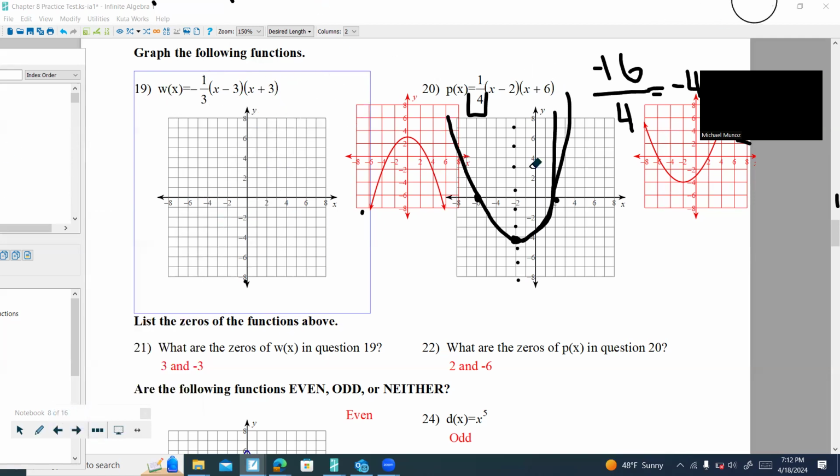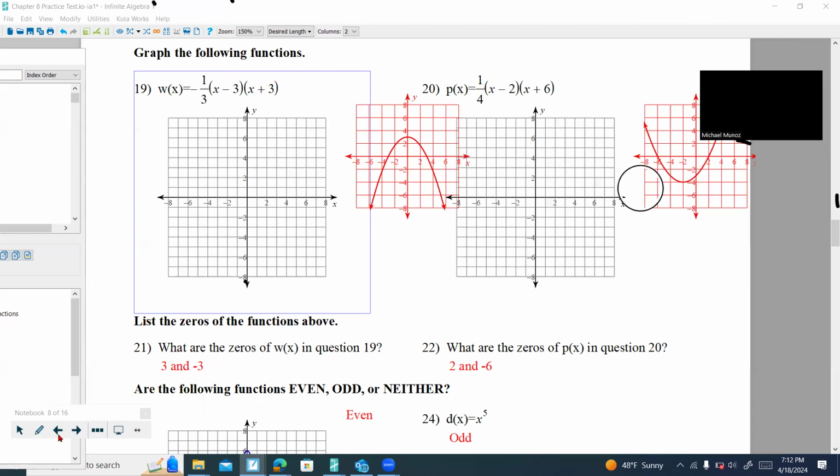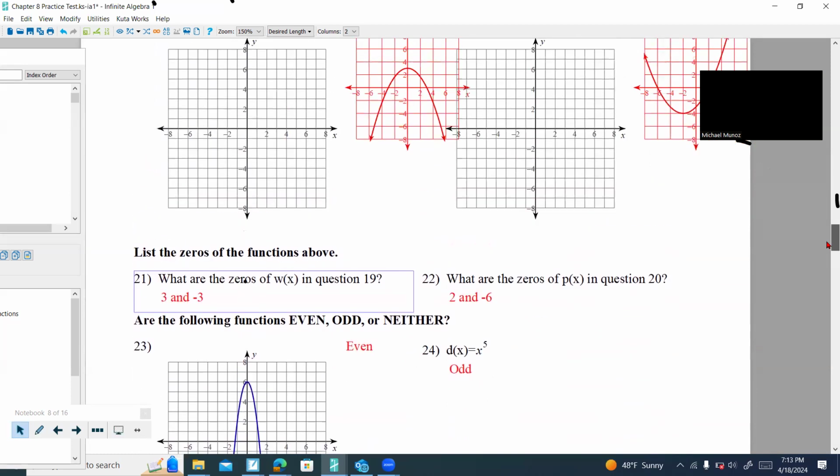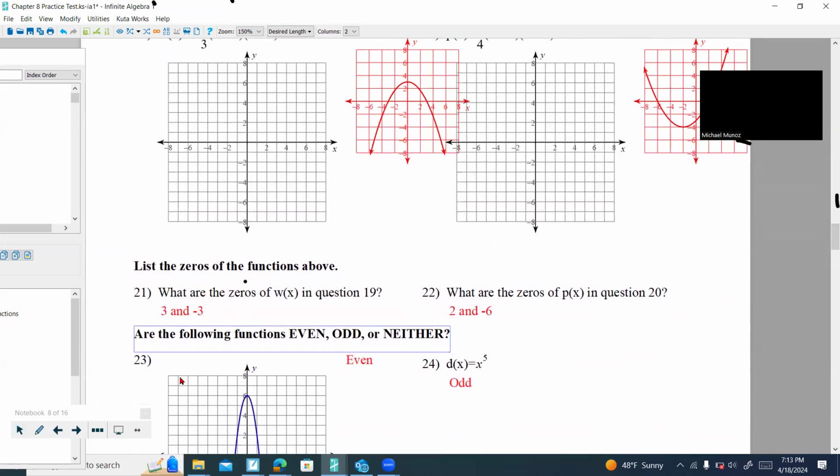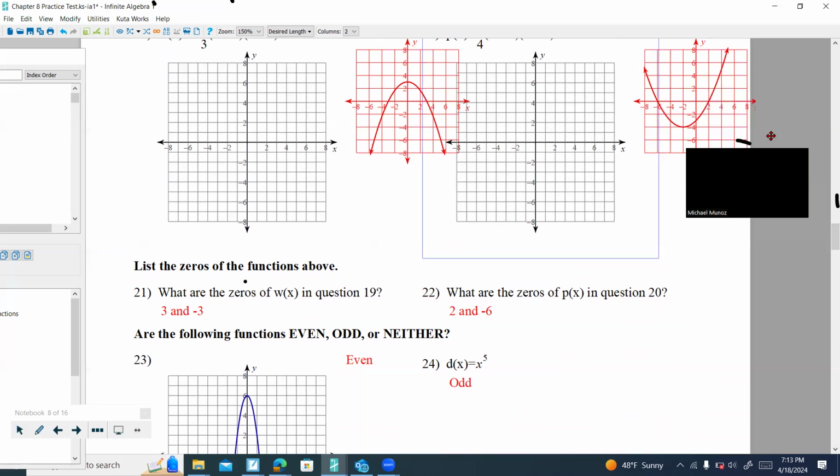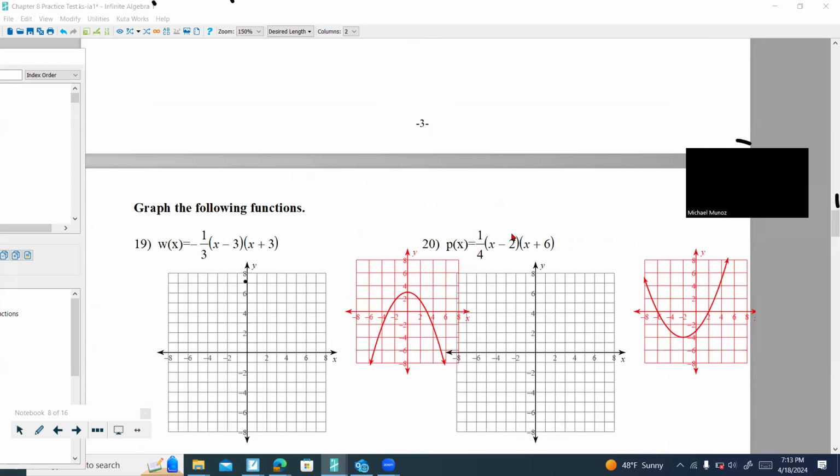Erase all this mess. Oh, darn it, I should have kept it. It says, what are our zeros? So our zeros are wherever it crosses. I still have these little ones here, but it crosses right here at the positive 3 and the negative 3. So that's where these zeros come from. And this one crossed at a positive 2 and a negative 6. So that's where the zeros come from. You could also find them from this.